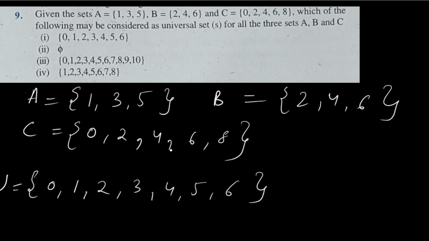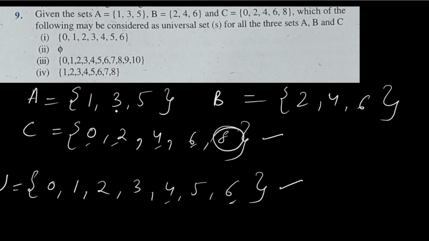So 0 is present only in C. It's not present in A and B, but let's check. 0 is present here, 2 is present here also, 4 is also present, 6 is also present, but see, 8 is not present. So set C has 8, but the universal set which we are considering does not have 8. So that means for C this set cannot act as a universal set.